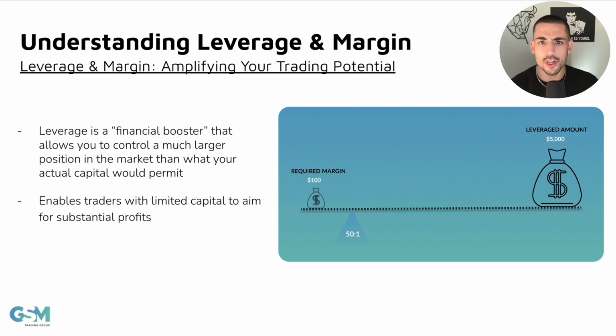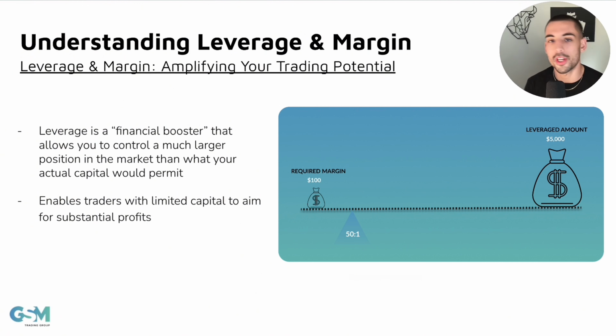So if we see the illustration on the right-hand side, we could see that if we invest $100, we could trade up to $5,000 of trading capital with 50 to 1 leverage. So basically, we're just multiplying our initial investment or our margin by 50, and now we have $5,000 of trading capital.